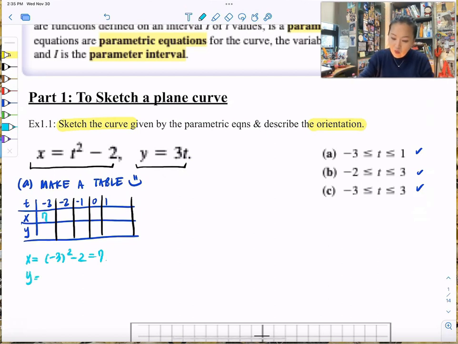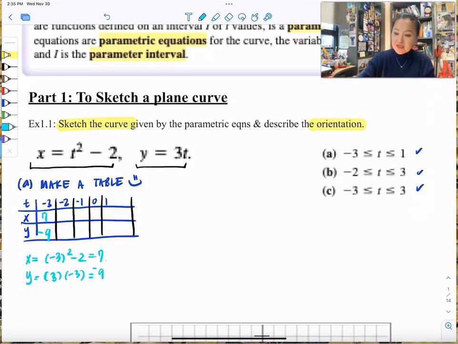How about y? Y when it's negative 3 is 3 times negative 3, which is negative 9. Does that make sense? Negative 9. So it's negative 9 here. Okay, so at t equals negative 3, x is at 7 and y is negative 9. Okay? All right, negative 2.